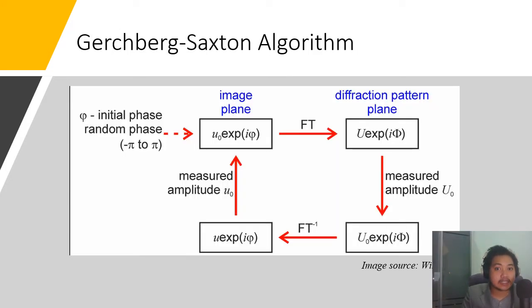So here is the basic that we should know about the Gerchberg-Saxton algorithm. The Gerchberg-Saxton algorithm is an iterative phase retrieval algorithm for retrieving the phase of a complex-valued wavefront from two intensity measurements acquired in two different planes. Typically, the two planes are the image plane and the far-field diffraction plane. And then the wavefront propagation between these two planes is given by the Fourier transform.